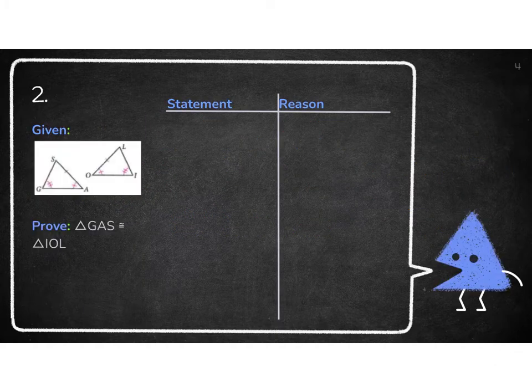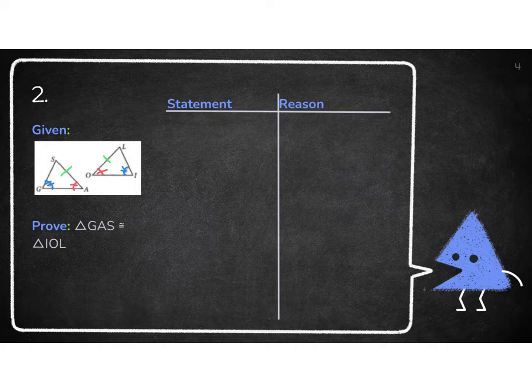All right, let's take a look at our next example here. I like to use color coding to help. You don't need to if you don't want to. So here I can see that G is congruent to I because that was marked for us. We know A is congruent to O. Again, they marked it for us. And finally, we know that these sides are congruent because again, they marked it for us. At this point, I can see that I have the three things that I need.